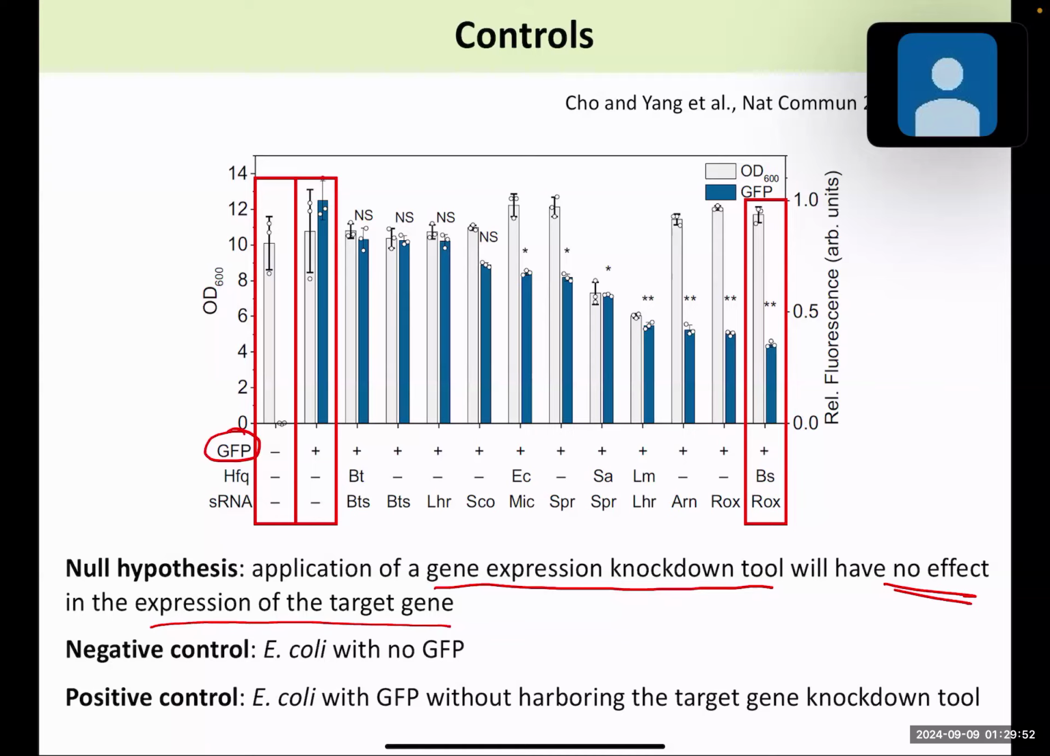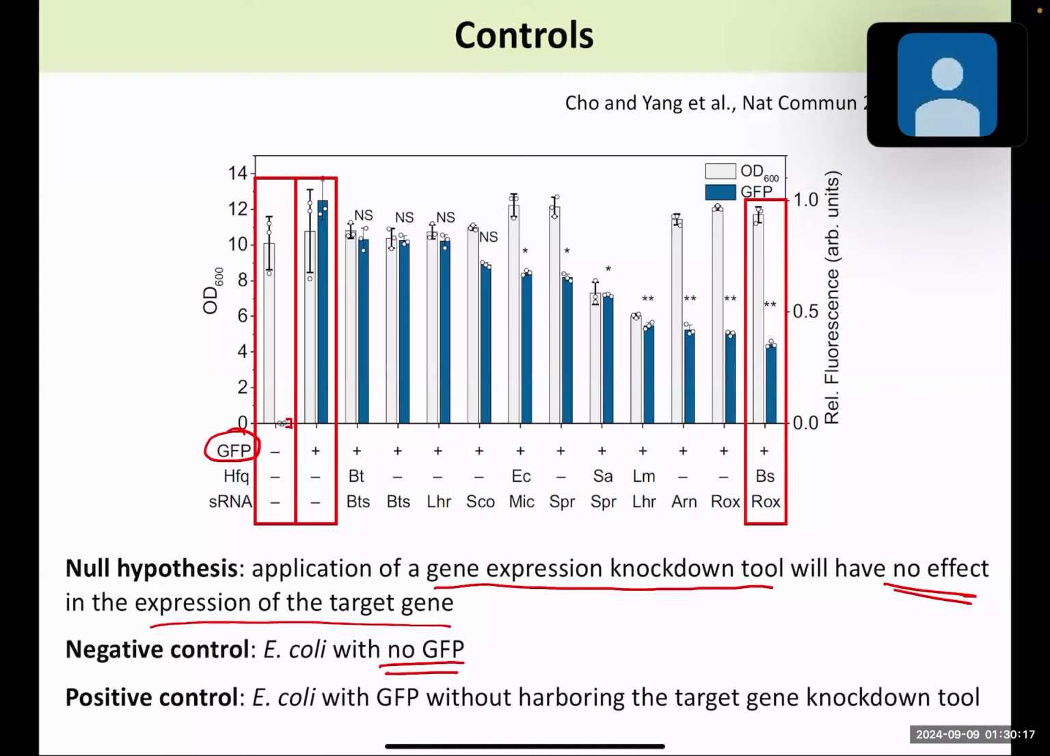So as a negative control, I used E. coli with no GFP at all. And as you can see here, even though the E. coli strains had no GFP, they showed a little bit of signal, right? So I wanted to measure what is the fluorescence signal from an E. coli strain that does not harbor any GFP.